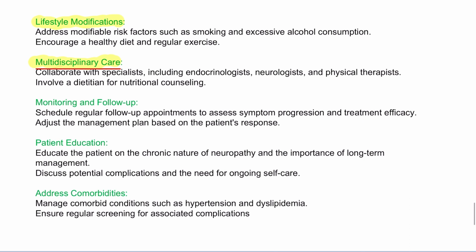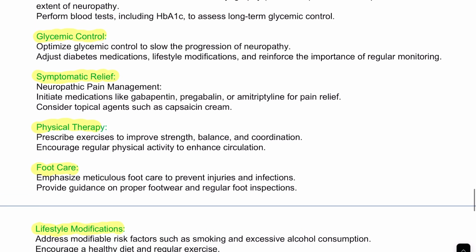Monitoring and follow-up: schedule regular follow-up appointments to assess symptom progression and treatment efficacy. Adjust the management plan based on the patient's response. Patient education is very important, so educate the patient on the chronic nature of neuropathy and the importance of long-term management. Address any comorbidities: manage comorbid conditions like hypertension and dyslipidemia, and ensure regular screening for associated complications. So this is how we're going to approach the case.